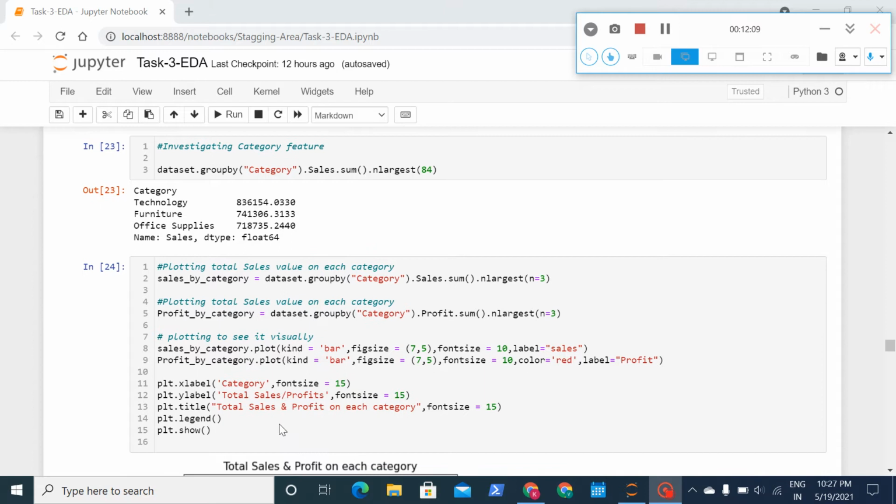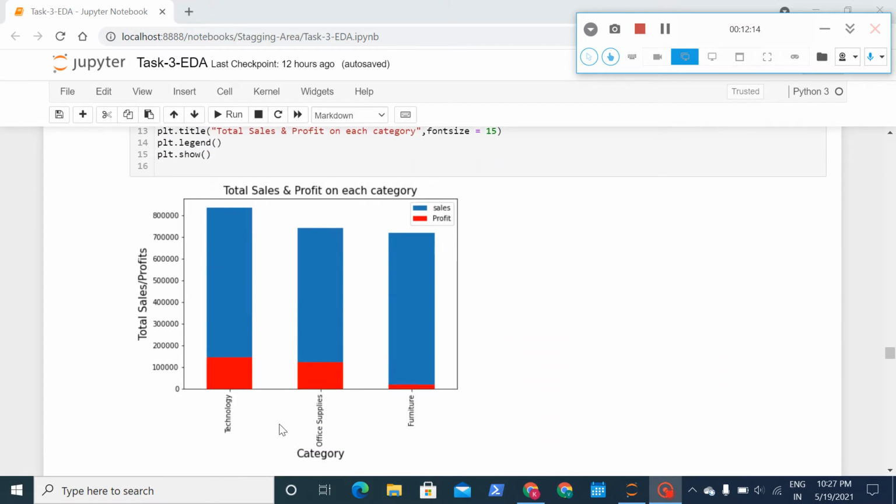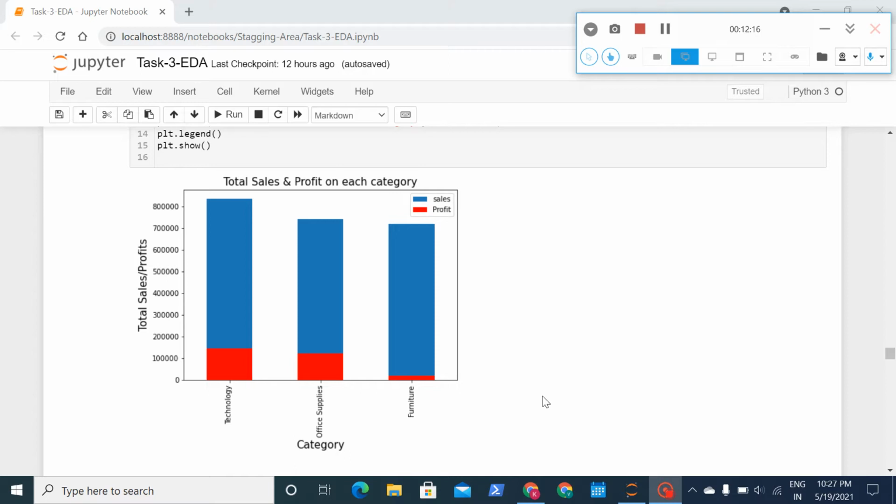Next, we will be investigating category features. We will be plotting sales and profit on category basis. Here also the blue color bar represents the sales and the red represents the profit. We can see that technology stands at the top while furniture stands at the bottom. We also get an insight that even though the sales of furniture is comparatively equal to office supplies and technology, the profit is too low.